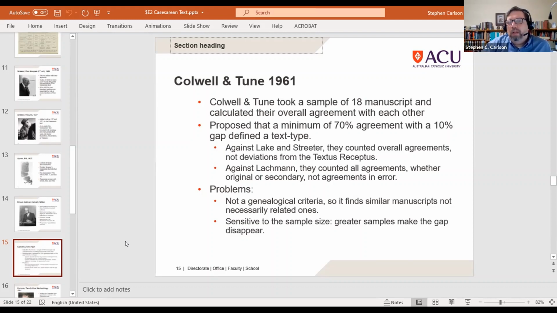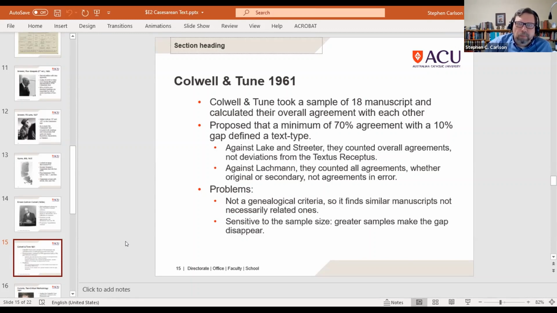And they found that in their sample, the ones that belong to the same text type agreed with each other at least 70% of the time. I think the Byzantine ones were up in the 90s, and they all had like a 10% gap in agreement between the other ones. And so they proposed that you can distinguish text types based on this minimum agreement rate and this gap. And they expressed the hope that their numbers would hold up if you add more manuscripts to it. That turns out not to be the case. If you add more than 18 manuscripts and you bring it up to 40 or 50, it turns out the gap just goes away. And then the agreement rates tend to start coming down. And then, you know, is it 70% or is it 65? And you get all these issues, and it's just really, really hard to work with.